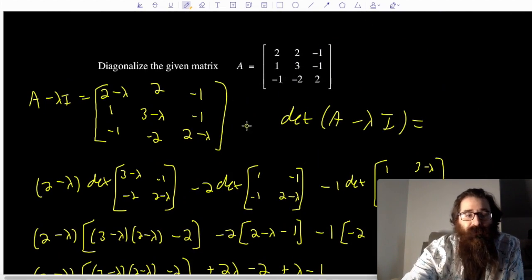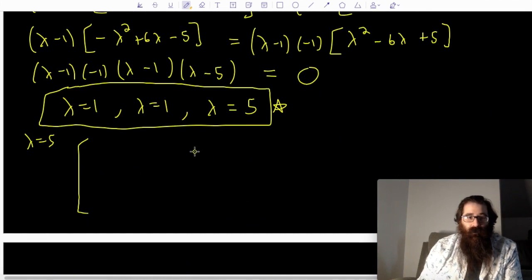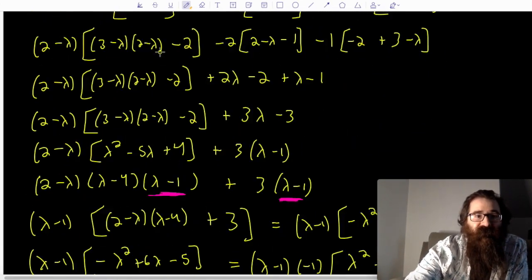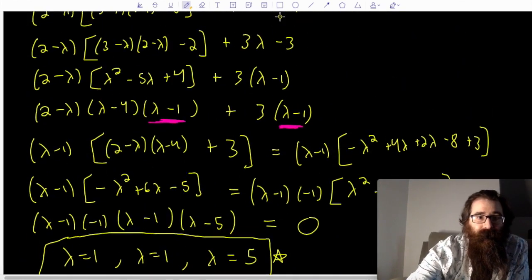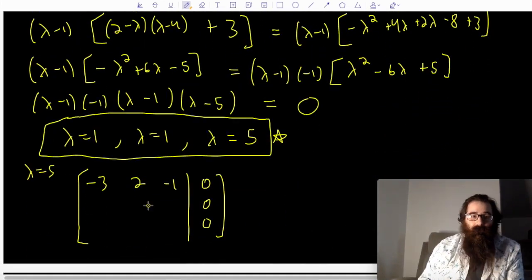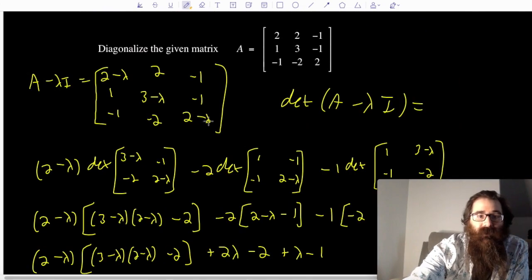But now I want to work with these eigenvalues. Let me start with lambda equals 5. I want to plug this in and augment with the 0 vector. So with lambda equals 5, if I subtract 5, 2 minus 5 is going to give me negative 3. And then we had 2 and negative 1. And then 3 minus 5 is going to give me -2. So 1, -2, -1. And then 2 minus 5 is going to give me -3. So -1, -2, -3.